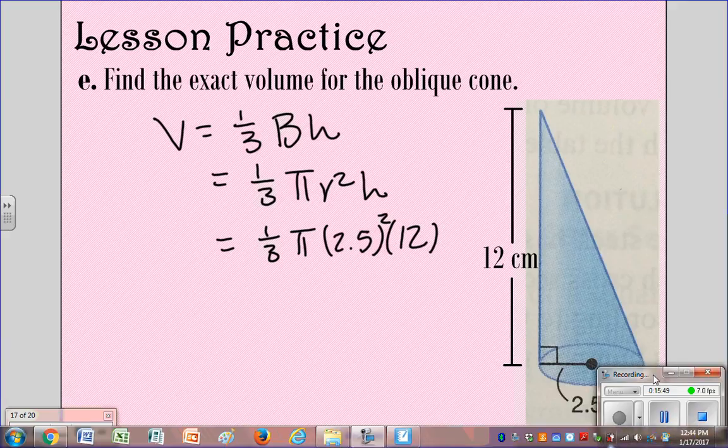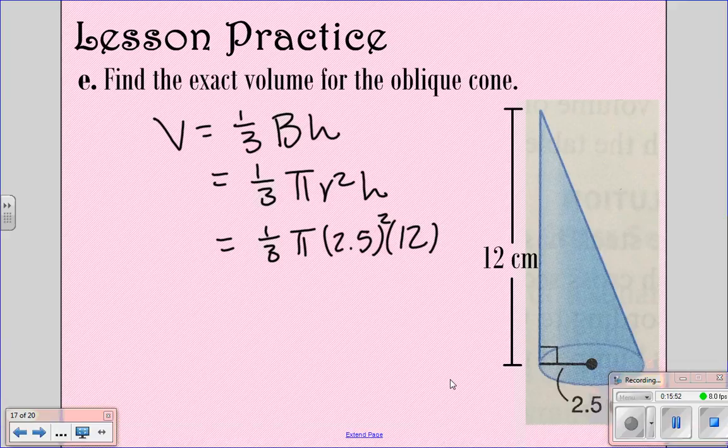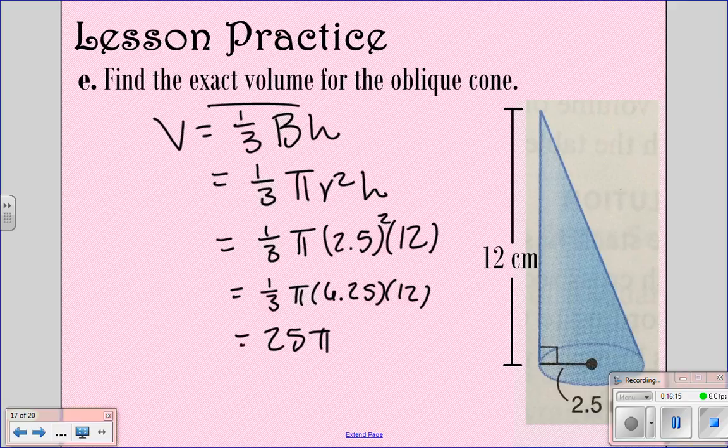Okay, so we have a 2.5 for our radius, and then we have a 12 for our height. So 2.5 squared is 6.25. So we have 1/3 pi, 6.25, and then times 12. So if you multiply by 12 and then divide by 3, you end up getting 25 pi. And it says exact volume. So this is the exact volume when it's in terms of pi. And so our units are centimeters cubed. And so that would be your answer there. Okay?